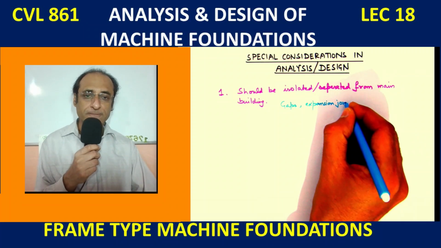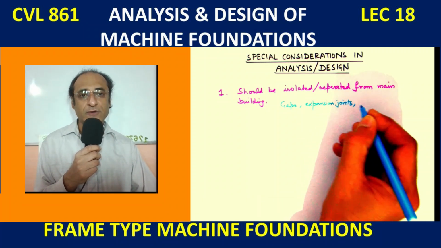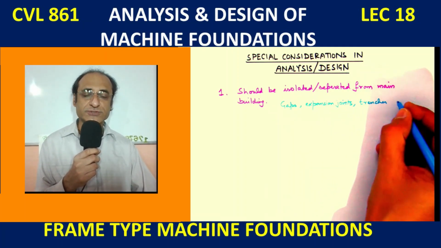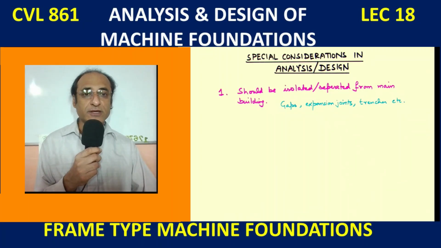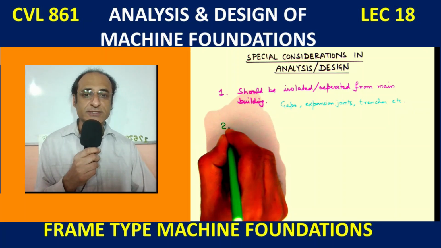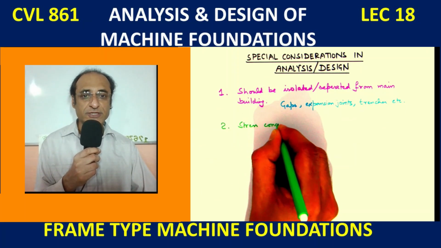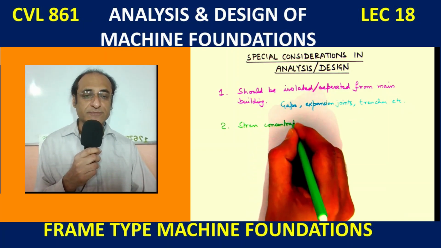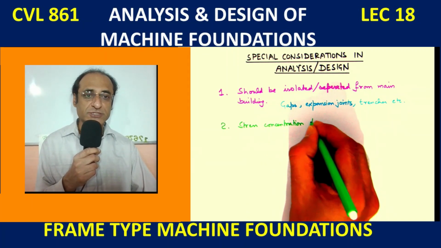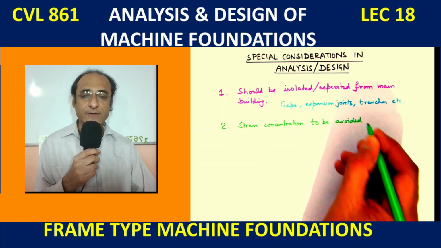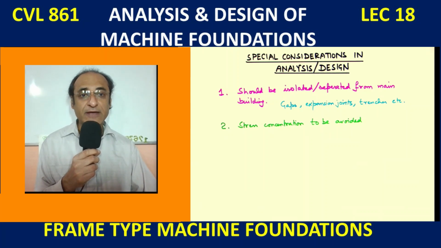So first of all, these frame systems should be isolated from the main building, because these are housing very highly vibrating structures. So it's very important that they should be isolated from the rest of the structure. Special isolation should be done in terms of trench barriers and gaps, expansion joints. These should be provided as separated from the main structure. So this base raft should not be continuous, it should be aloof.